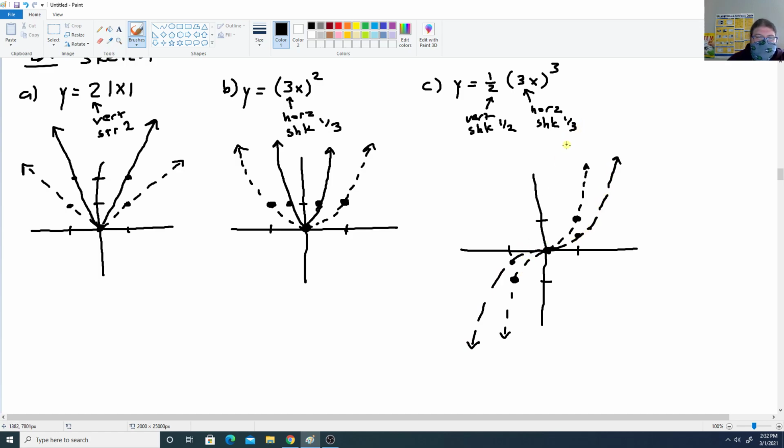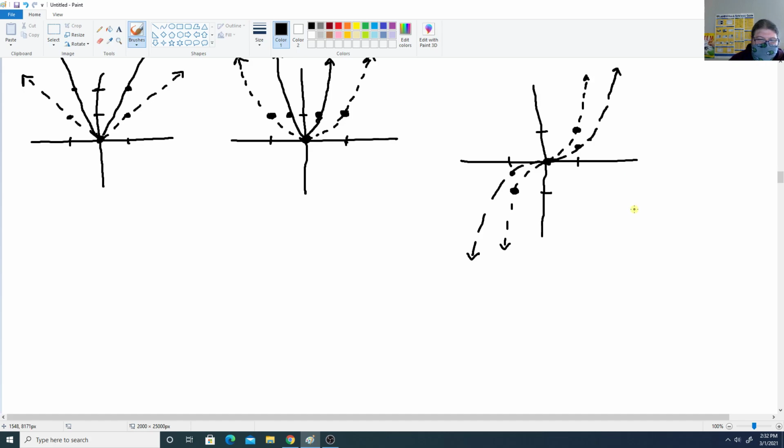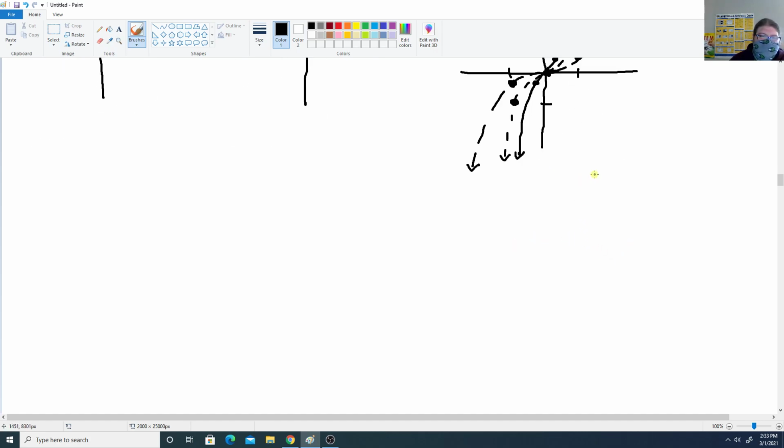So now we want to do a horizontal shrink by 1/3. So on that flatter cubic, what the horizontal shrink by 1/3 says to do is this point that was here, pull it into 1/3 of its horizontal distance. So the point that was there, pull it into 1/3 of its horizontal distance. And now redraw your cubic. It's a little cluttered.